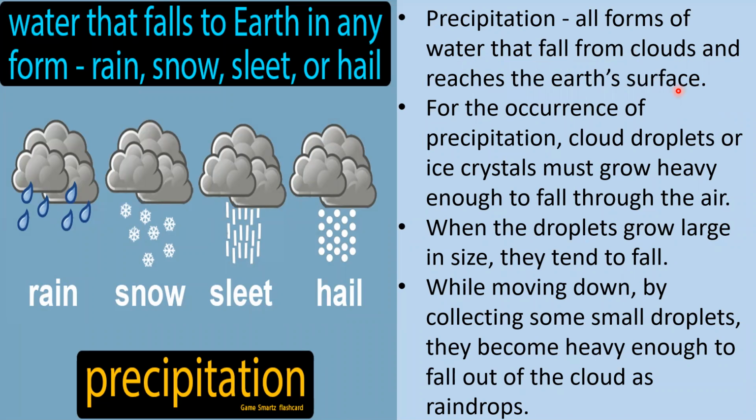the earth's surface. For the occurrence of precipitation, the water droplets or ice crystals must grow heavy enough to fall through the air. When the droplets grow large in size, they tend to fall. While moving down, by collecting some small droplets, they become heavy enough to fall out of the cloud as raindrops.